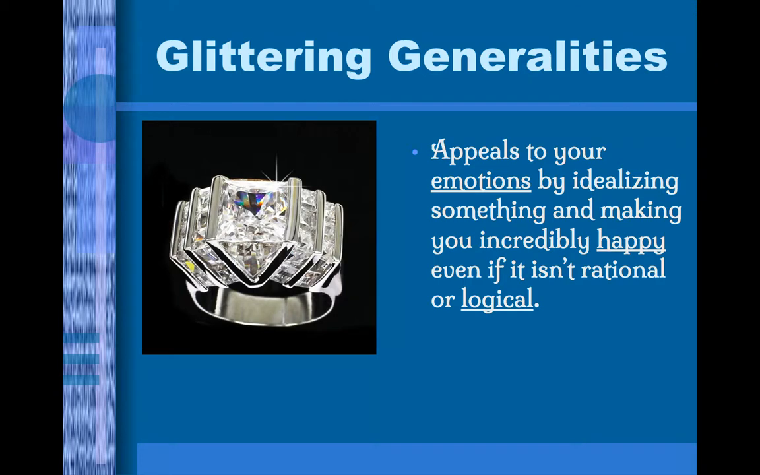Now we have glittering generalities, all right? So some alliteration, double G. So this is going to appeal to your emotions by idealizing something. So it's making something seem so great. It's making you really happy, all right? Even though there's really no reason behind it. It's just like, hey, this is going to make you really happy. Look, it made these people happy. So it's going to make you happy. You don't know me. How do you know it's going to make me happy, all right? So look, ooh, shiny, right?